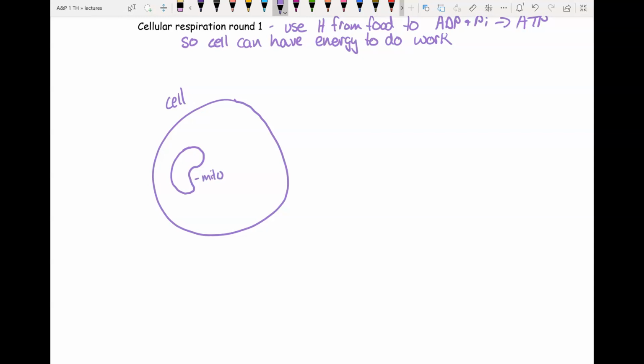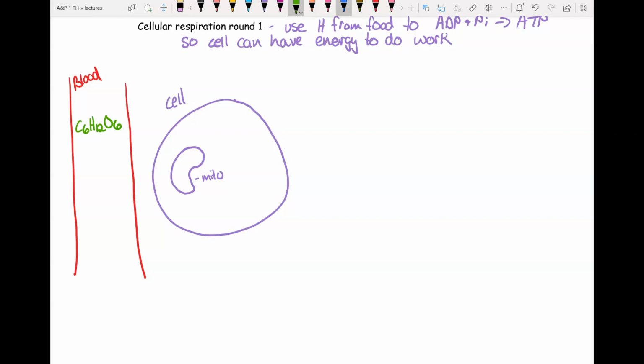And you have blood. Remember, all of these nutrients are being carried in your blood. So here is your blood. And we're going to focus on glucose. Glucose is the main thing you use to make ATP. And the chemical formula of glucose is C6H12O6. So we have blood and we have glucose in it.